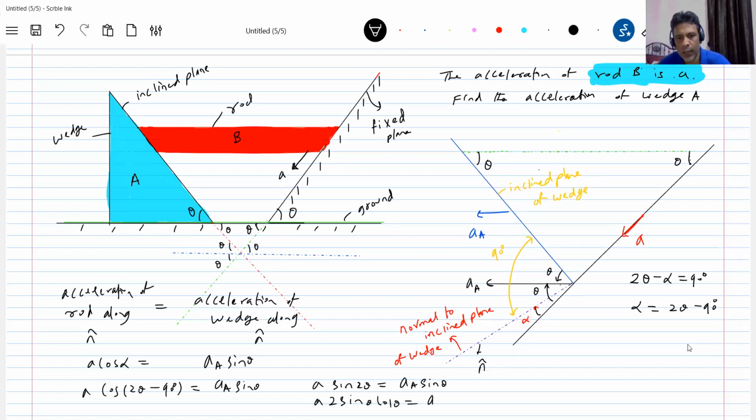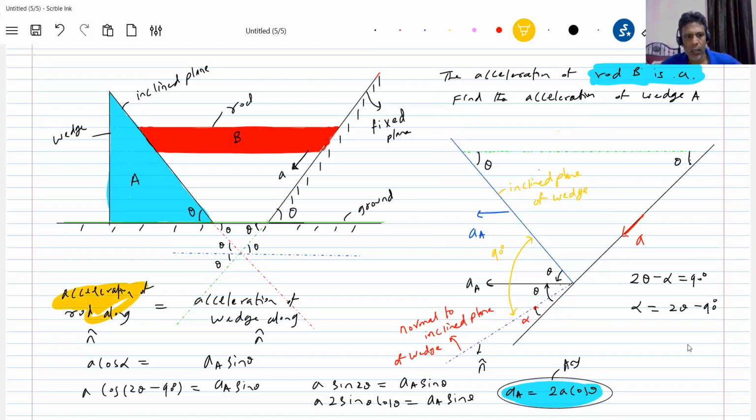2 sine theta cos theta. So acceleration of the wedge will be 2a cos theta. This is the concept, this idea. This is the main idea of the total problem. Without this, I think no way you can manage the problem.